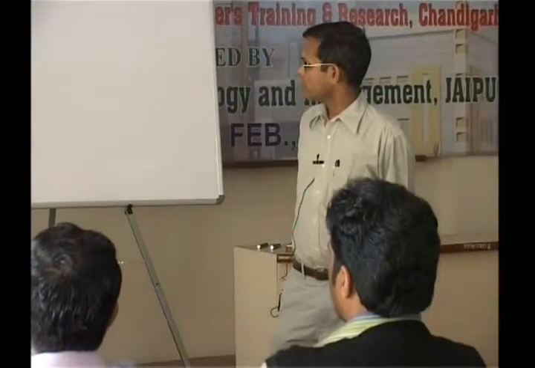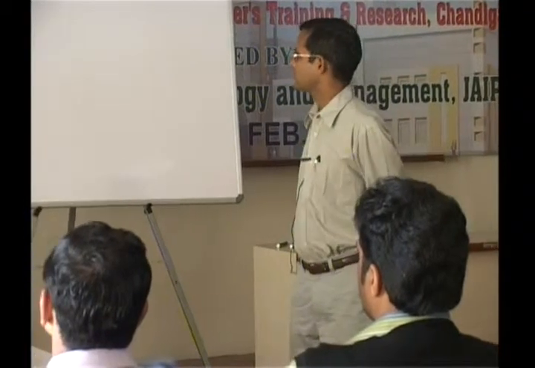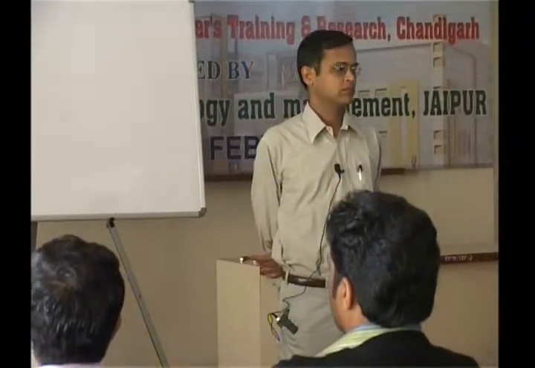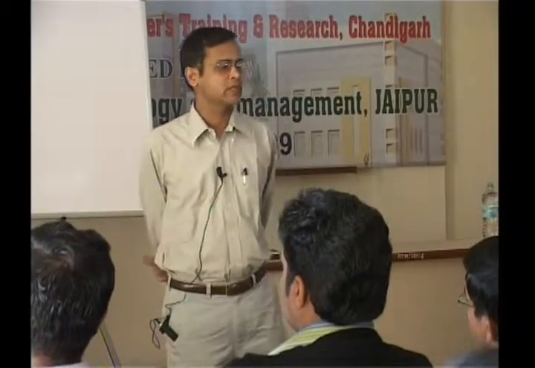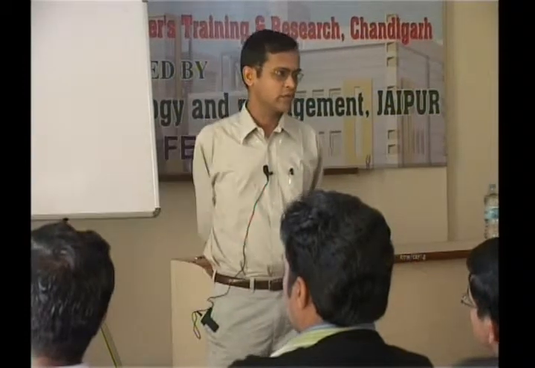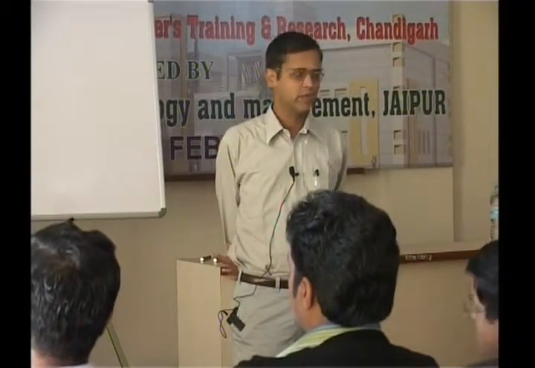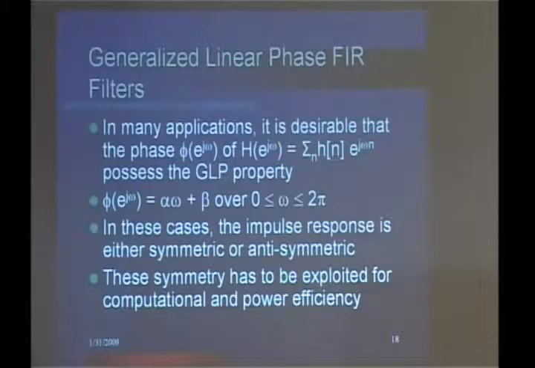But of course, the function that I have written, strangely enough, is not a linear function. It is alpha omega plus beta. It is not a linear function, strictly speaking, but it does not matter because the derivative of the phase is still a linear function, right? You take the derivative, the beta vanishes, so it is fine. That's why we call it the generalized linear phase.